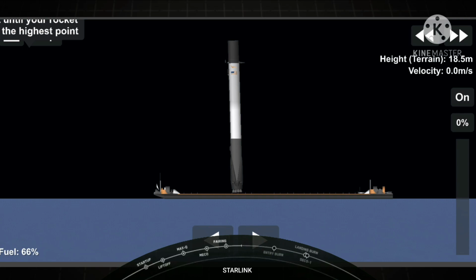All right, and there you can see we've landed first stage on our drone ship, Just Read the Instructions. This marks our 76th recovery of an orbital class rocket and the 6th recovery for this particular booster.